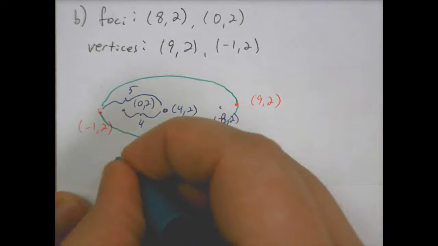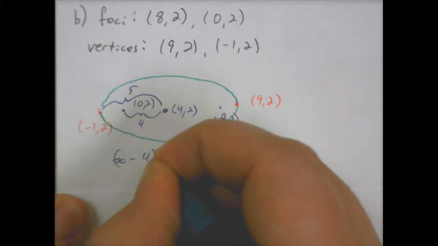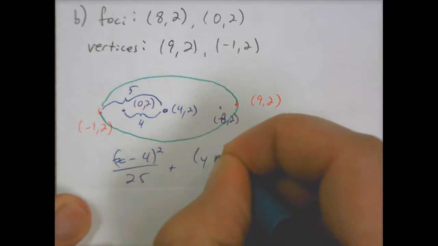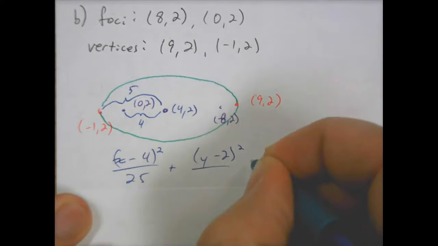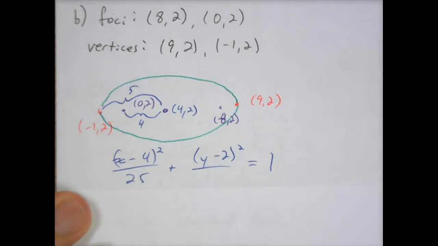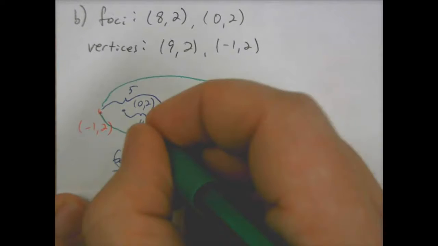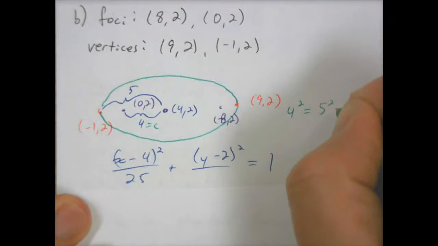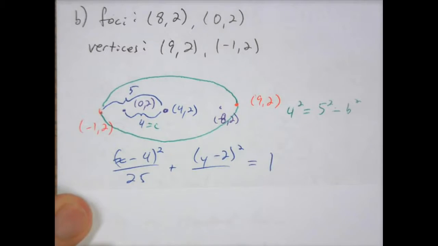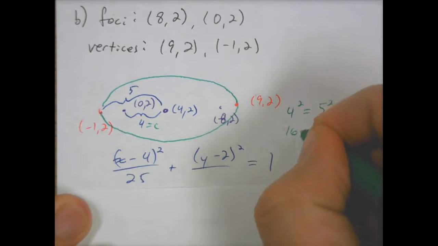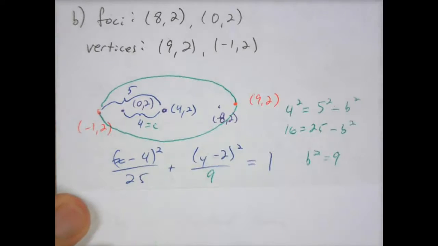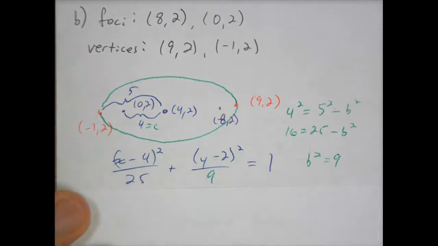So I have (x minus 4) squared over something, well, it's 25, plus (y minus 2) squared over something equals 1. Now to figure out this b squared, I know that c is 4, so I can say 4 squared equals 5 squared minus b squared, my other term squared. So this is 16 equals 25 minus b squared. So b squared has to be 9 for that to be true, so there we go. Happy day.